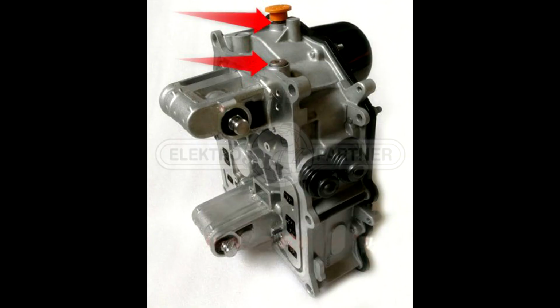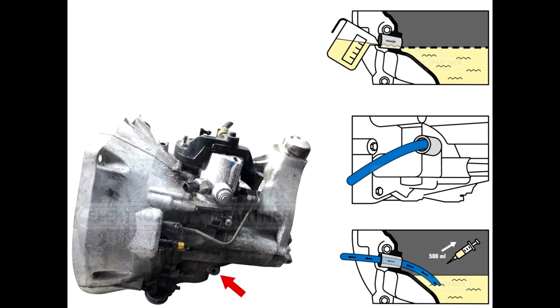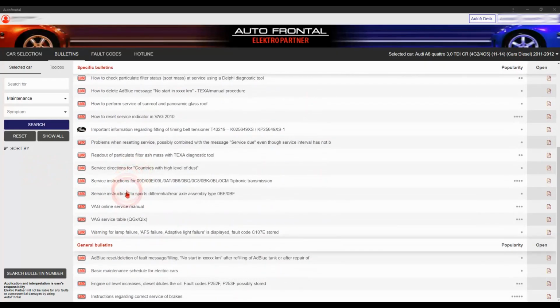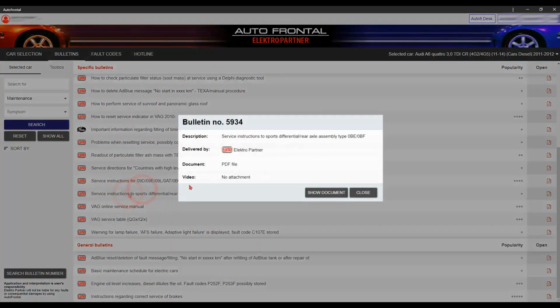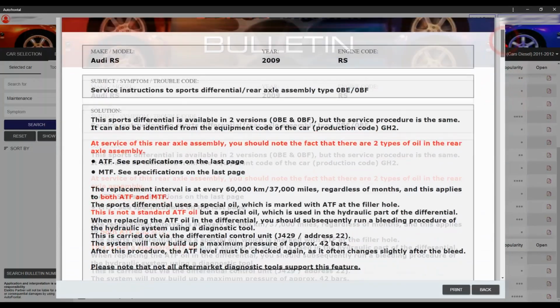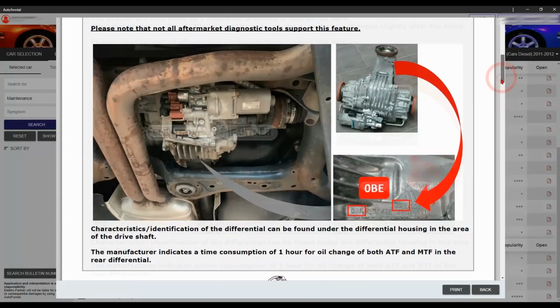You can find a lot of information like this about the various transmissions that are being used in most cars today. We also receive a lot of questions about this sports differential that has both ATF oil and MTF oil.